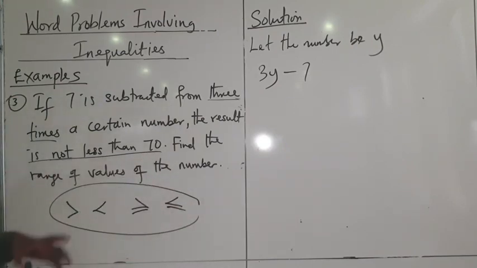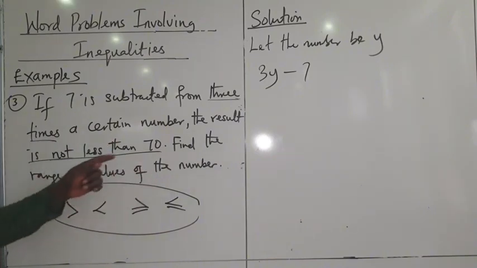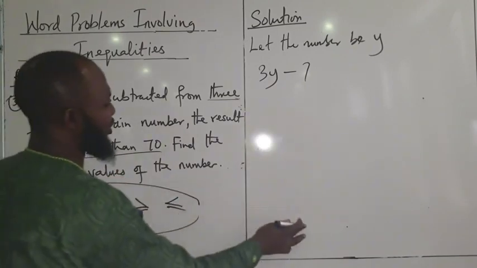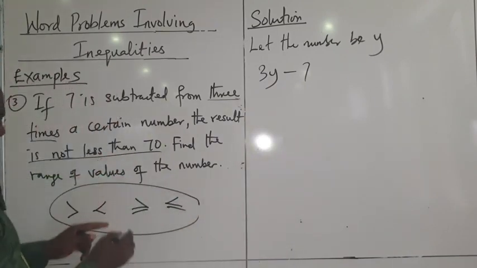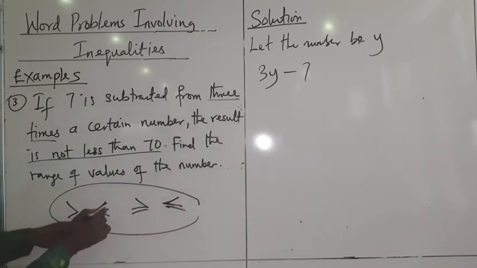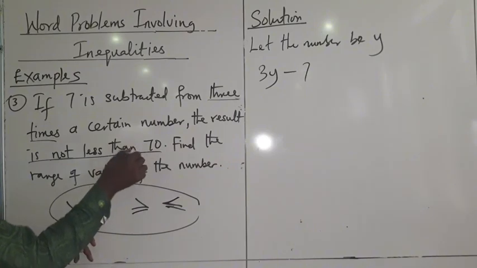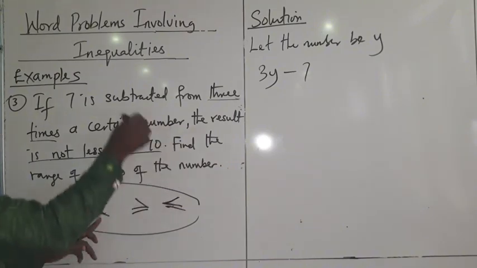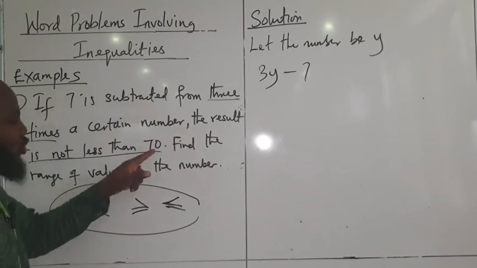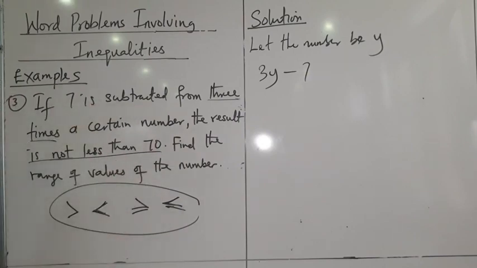Let's look at this. It's not less than 70 means what? It's not less than 70. When you have something that is not less than 70, this is less than, but it is not less than 70. That means it is greater than 70 and also equal to what? 70. That's what it means. Something is not less than 70.